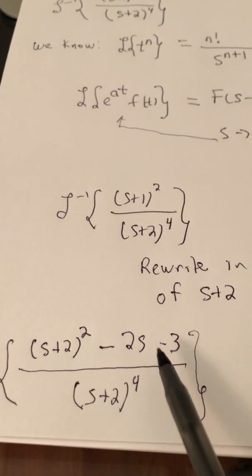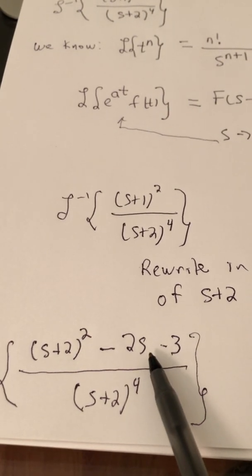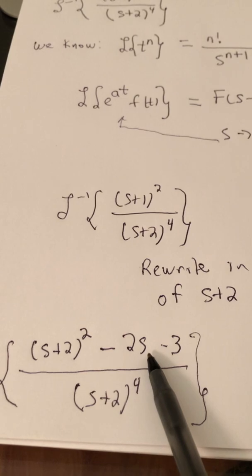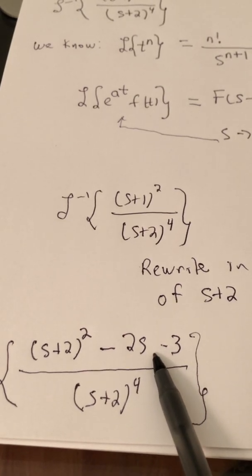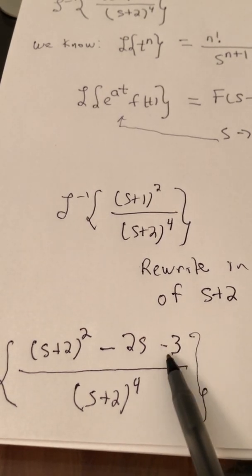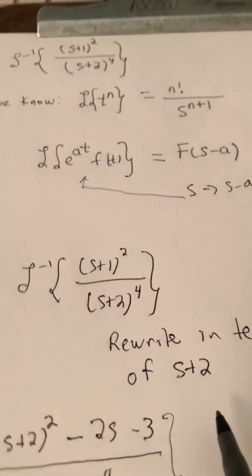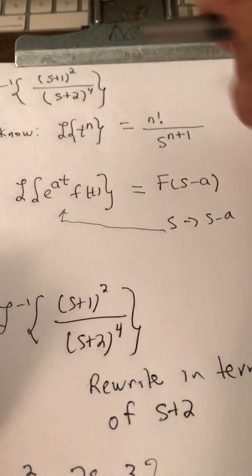So on the next page, what we're going to have to do is now work on this s. This s is going to be replaced with s plus 2. So we'll have minus 2 times the quantity s plus 2. And then this negative 3 is going to turn into a plus 1. I'll let you take a moment and verify that.